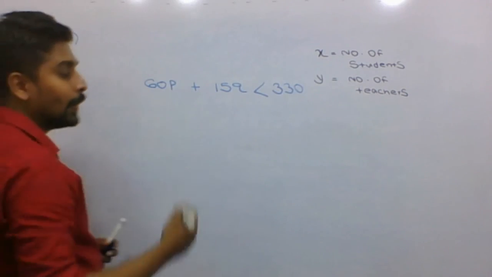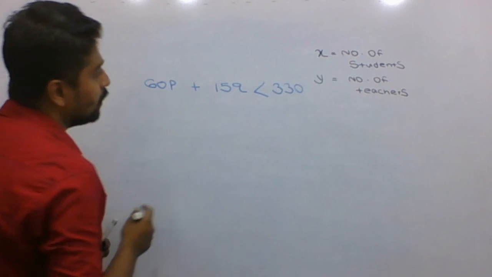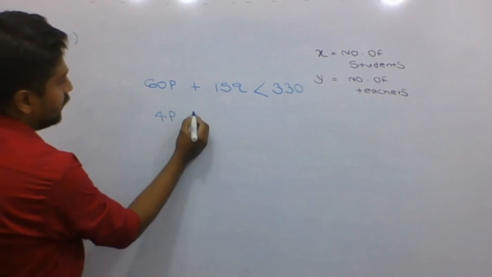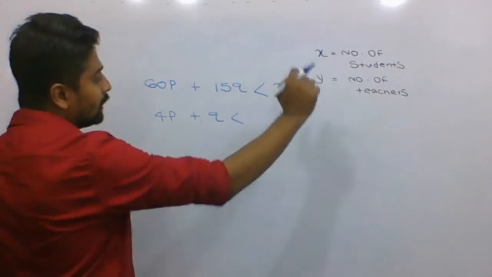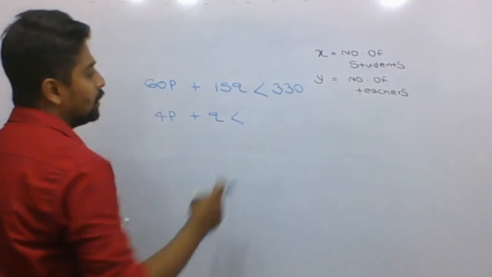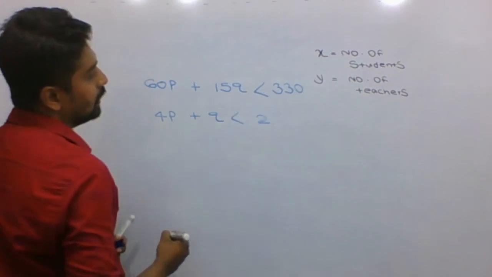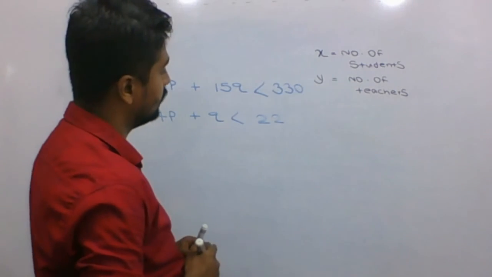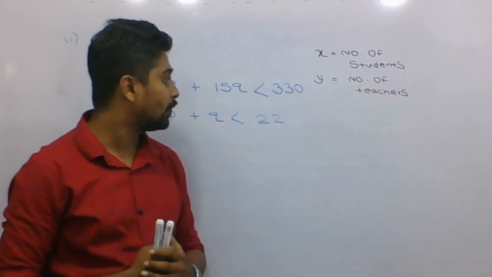We can simplify this further. We can divide it by 15. Then this becomes 4p, and this is Q. When you divide the whole thing by 15, an inequality can be divided just like an equation. So when you divide this one, this is 2 here, then again 2, no? Okay, right? So then you know that this is the way of doing this question.